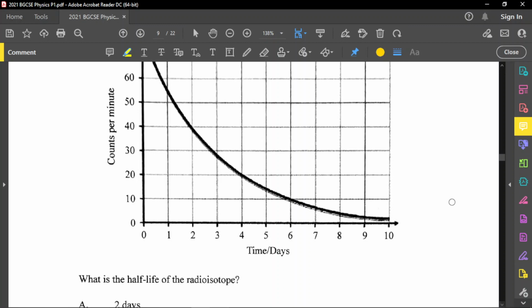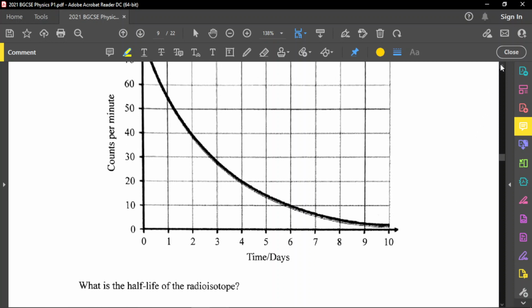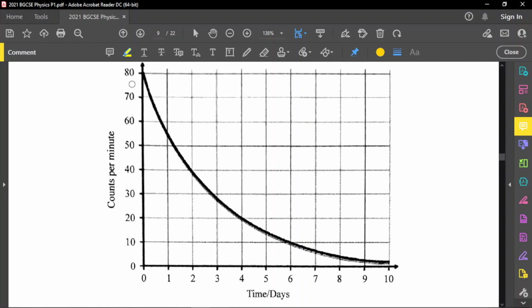All right, so half-life is the time taken for half the substance to decay, and we start at 80. So what we're going to look at is 40. So 40 is half the amount from 80. So we start at 80, here is the starting point, and so half of 80 is 40, and so the time that it takes to come to 40 is actually 2 days. Okay, so 2 days will be our half-life.